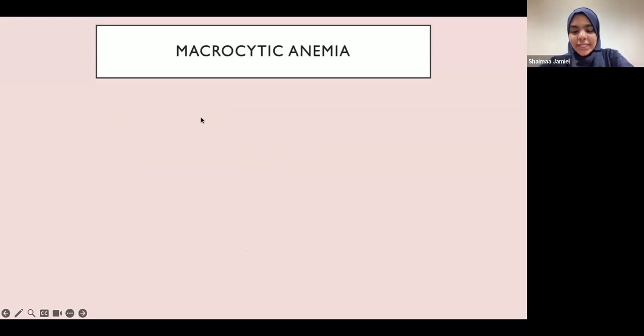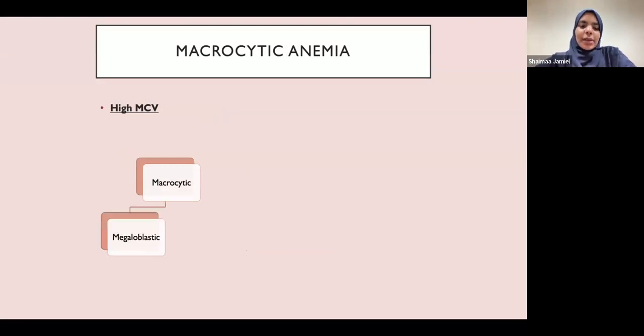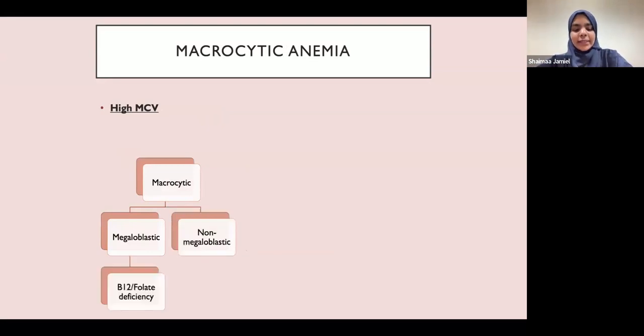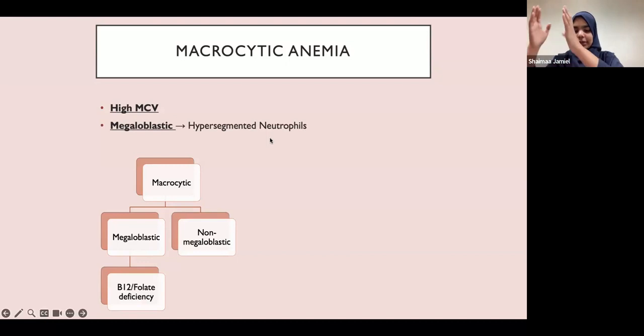Now macrocytic anemia. Macrocytic anemia means that the MCV is high, low, or normal? High, okay? So there is high MCV. And macrocytic anemia can be divided into megaloblastic macrocytic anemia or non-megaloblastic. We're not going to get into the non-megaloblastic, but a megaloblastic example is vitamin B12 or folate deficiency. And what makes an anemia megaloblastic? Megaloblastic is when you see hypersegmented neutrophils in the peripheral smear.